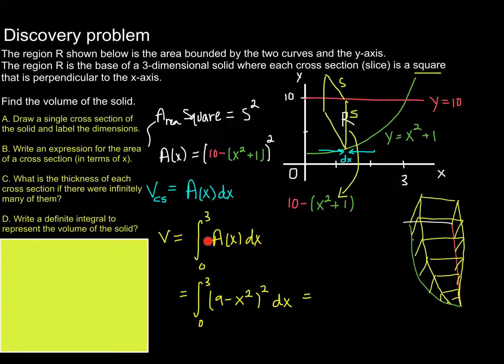And so we know that the area of each of these cross sections is simply (9 minus x squared) squared. Notice I've just distributed my negative sign here and combined some like terms. And I can compute this either by squaring it out and taking the antiderivative by hand, or simply using my calculator.